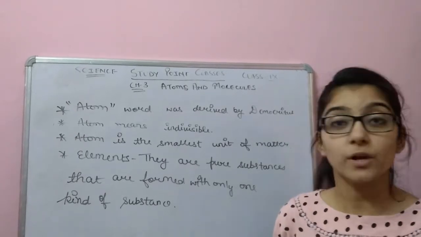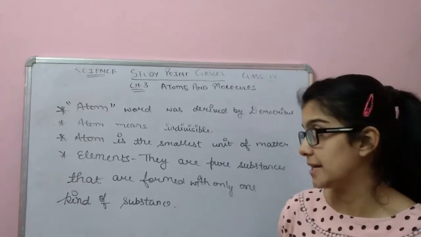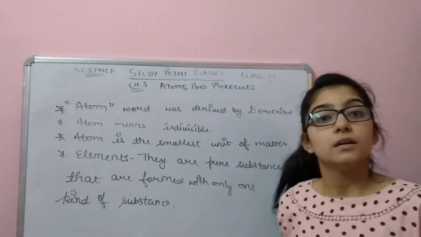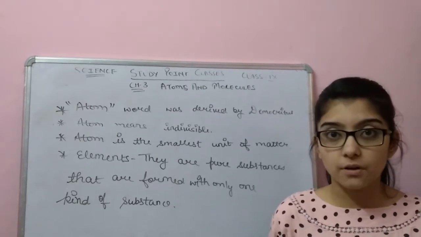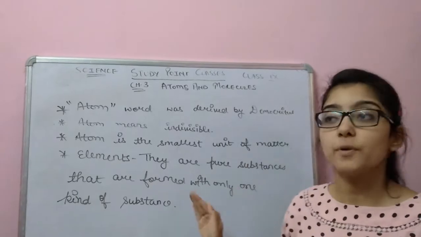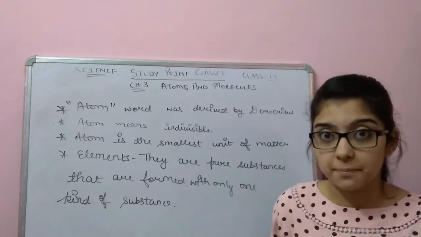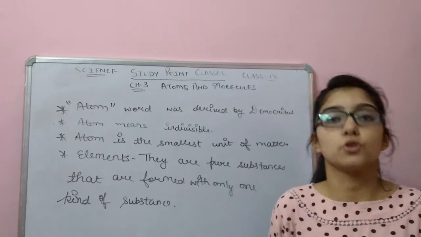So today I am going to start with chapter number 3, Atoms and Molecules of Class 9, Science. In this chapter we are going to discuss the atoms, what they are composed of, and how they were discovered. The first topic of this chapter is how atoms were discovered, and how the term atom was coined.